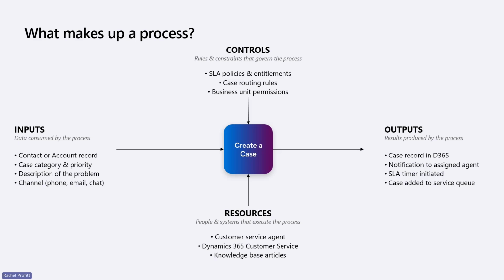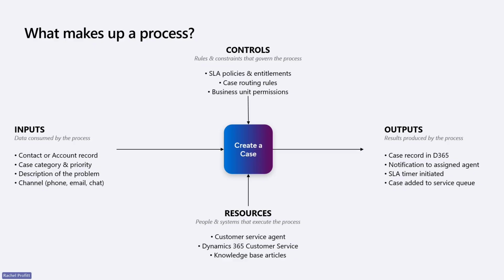First are the controls. These are the guardrails. Think about SLA policies and entitlements. Oh, sorry, I'm skipping ahead. I want to start with the inputs. When someone is creating a case, we need a contact or account record to associate it with, a case category and a priority level, a description of the problem, and the channel it came in on. There could be other details as well that are specific to your organization, but fundamentally, these are the basics that are required for any case in any organization. These are the things that must exist before the process can start.